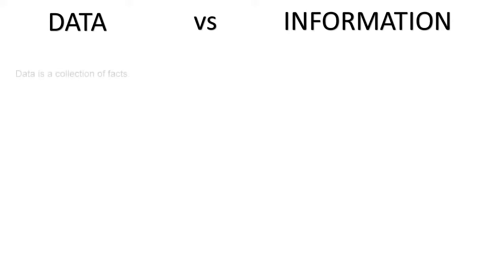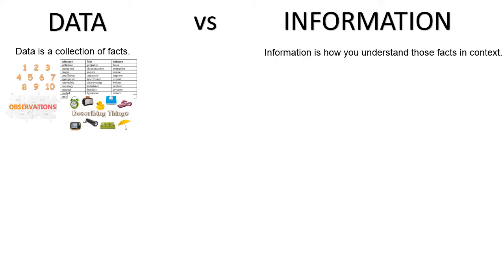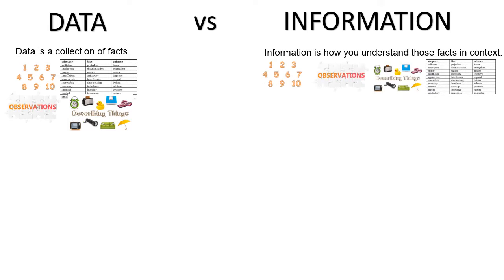Data is a collection of facts. These facts can be numbers, words, observations, or even just descriptions of things. Information is how you understand those facts in context. Data doesn't carry a meaning. Information must carry a logical meaning.